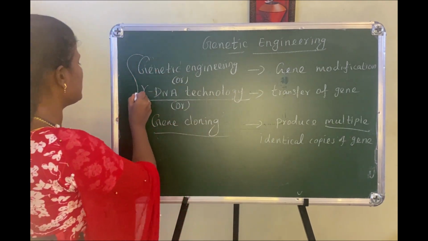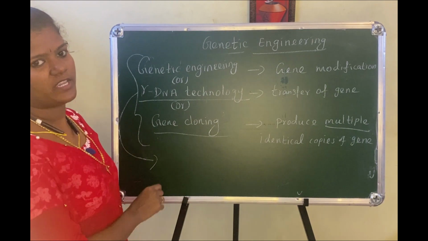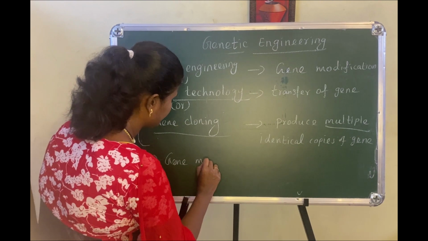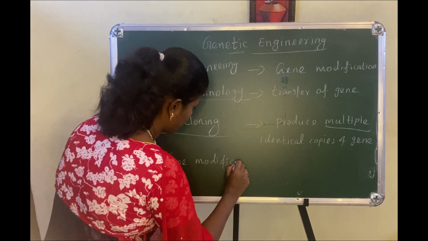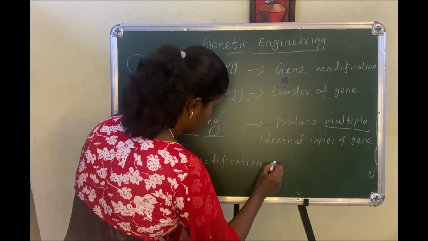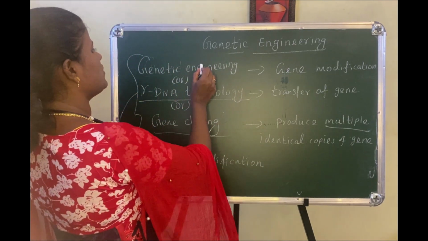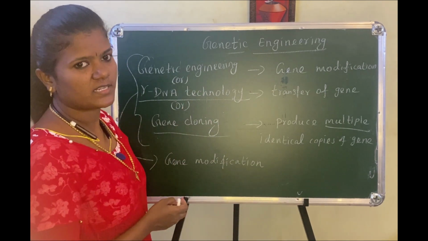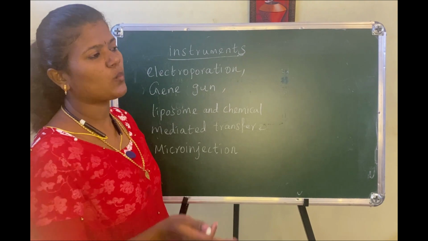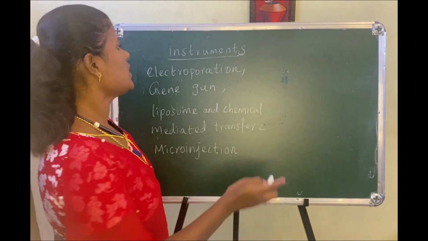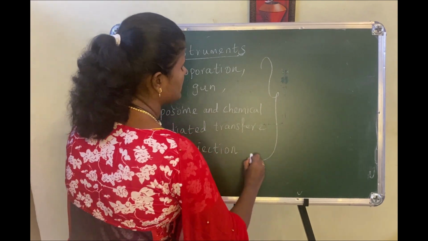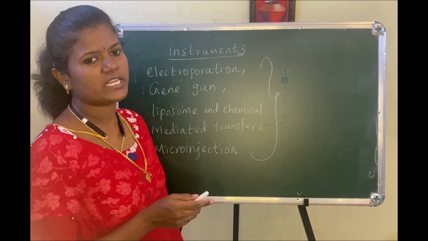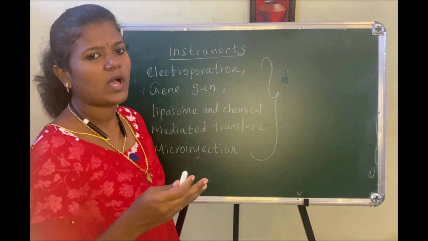What will happen here? Gene modification. Understand? Is this clear? In genetic engineering, modification of a gene takes place. We can transfer the gene from one organism to another organism by using these instruments. These are all instruments used for transfer of DNA from one organism to another.